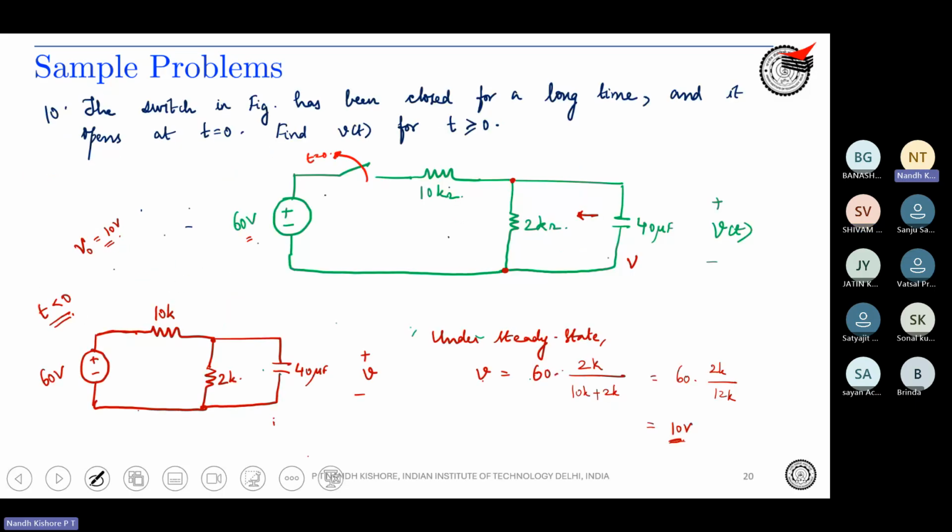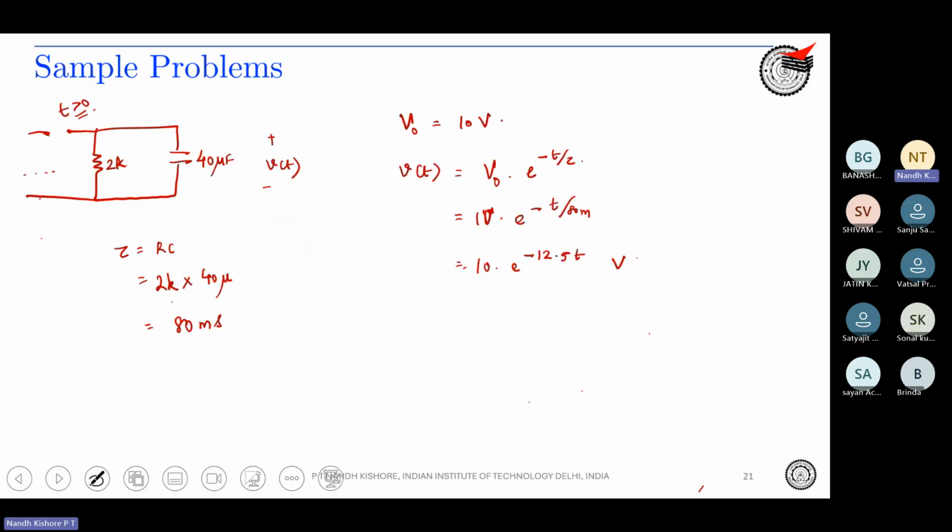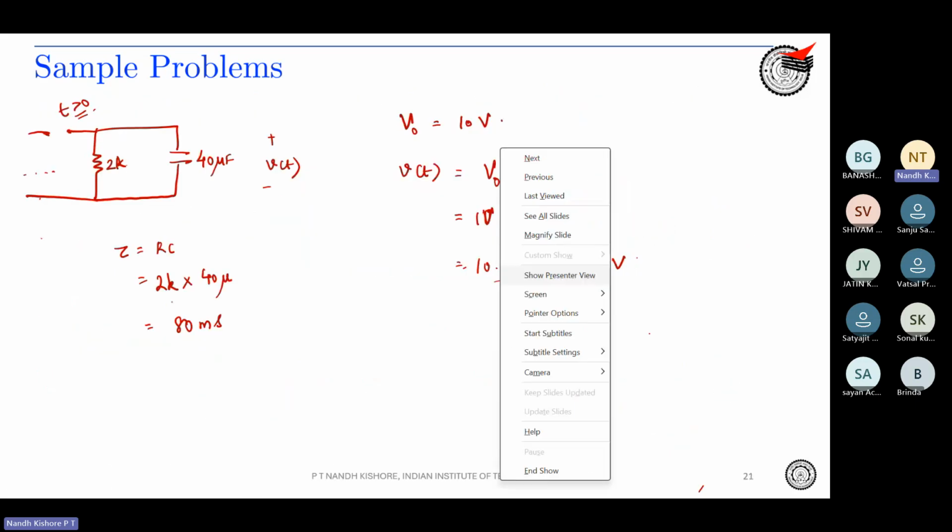See, by seeing the circuit itself, you should think: when the switch was closed, I forget about the capacitor. I am under steady state. Therefore, this is the 60 volts with 10 kilo and 2 kilo, so I will get 10 volts across the resistor. Then I open the switch. When I open the switch, it's just an RC network. So the voltage will be 10 into e power minus t by tau. The answer is done. Directly you can think of the answer itself.